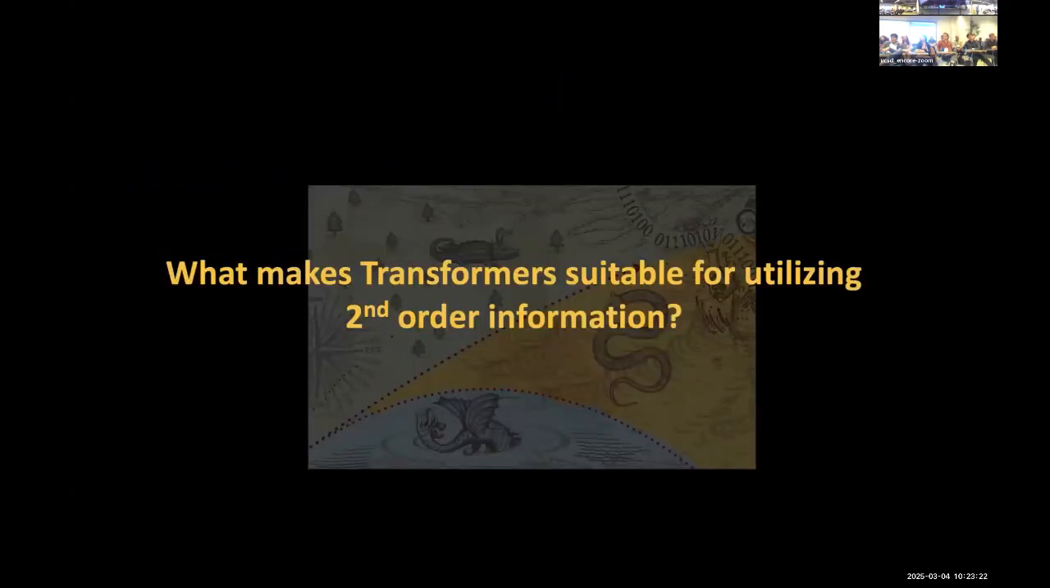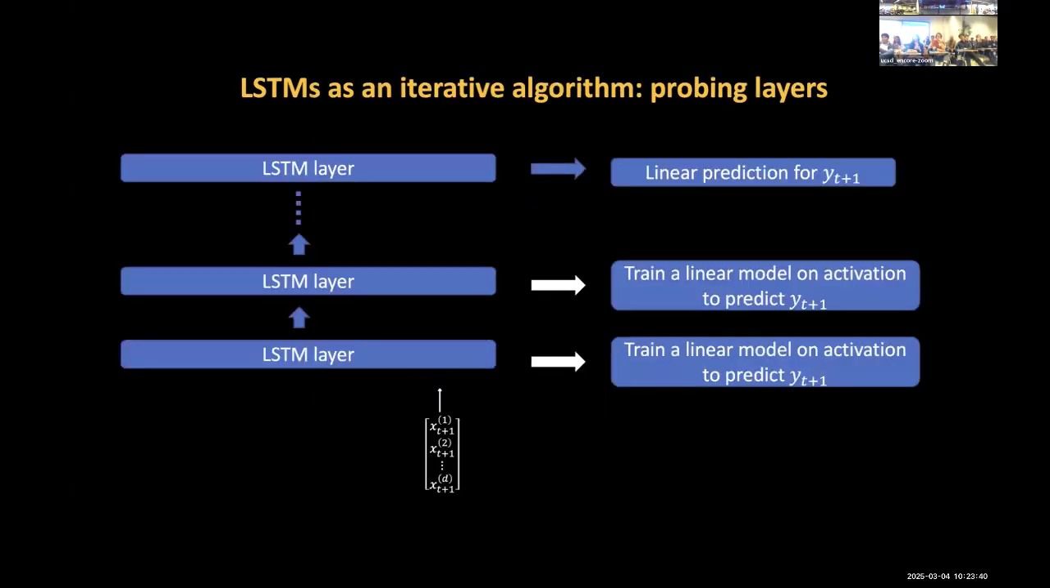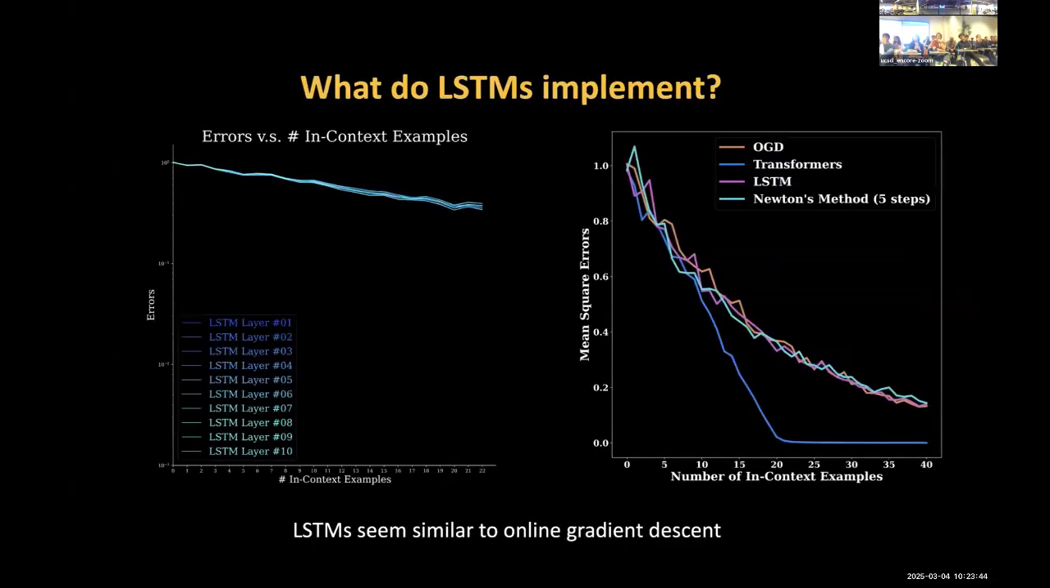You can ask what makes transformers suitable for doing this, and that's one nice thing about looking at structured settings like regression: you can contrast different architectures. So we looked at a recurrent model like an LSTM. The main thing about this is that it processes inputs one by one. It doesn't have the entire context available to it. And we do the same thing: probe different layers, see what is happening across layers.